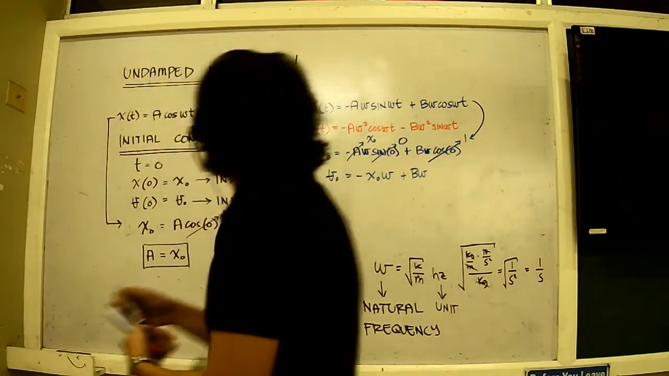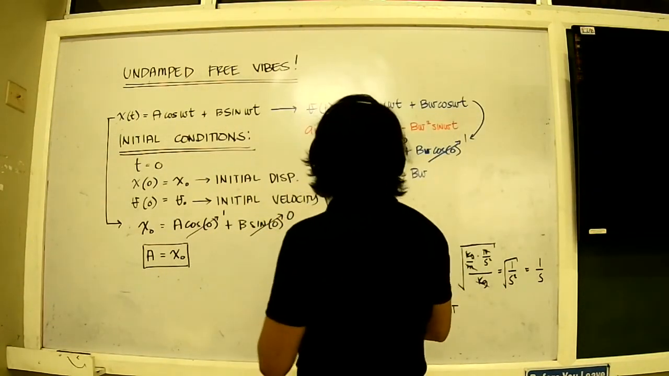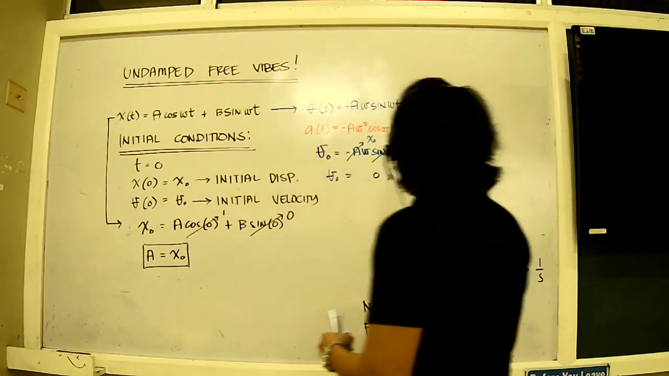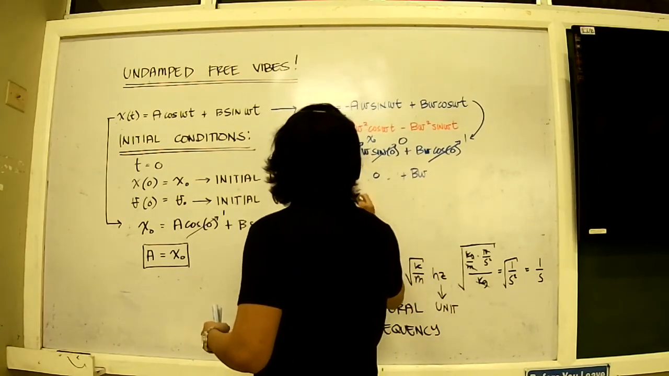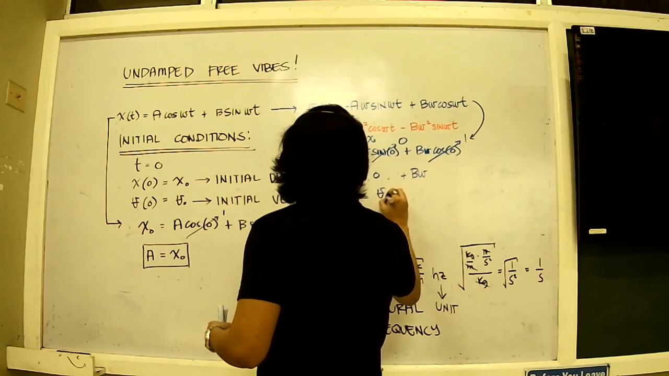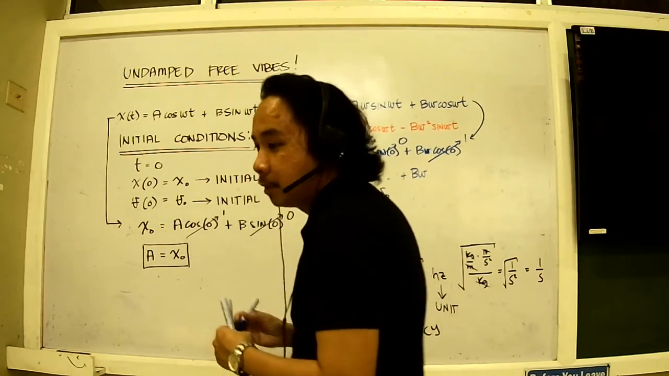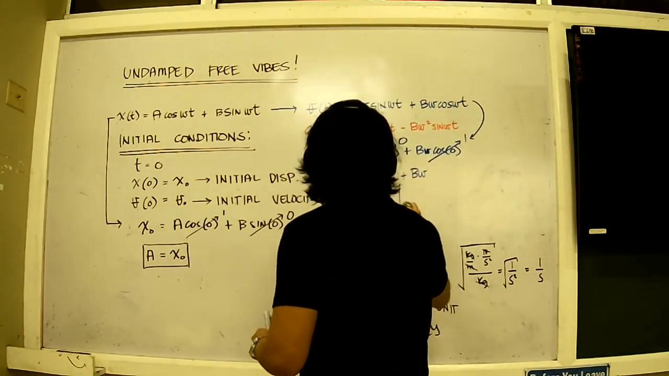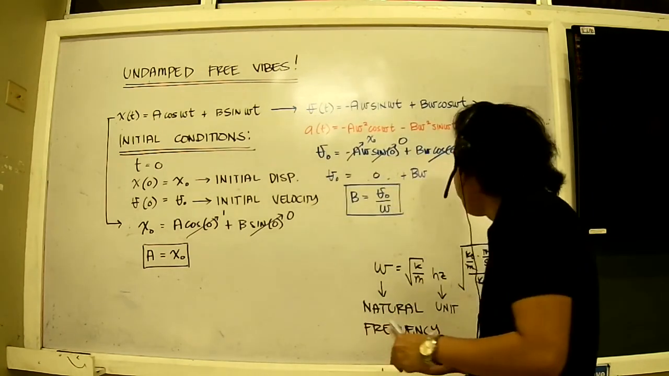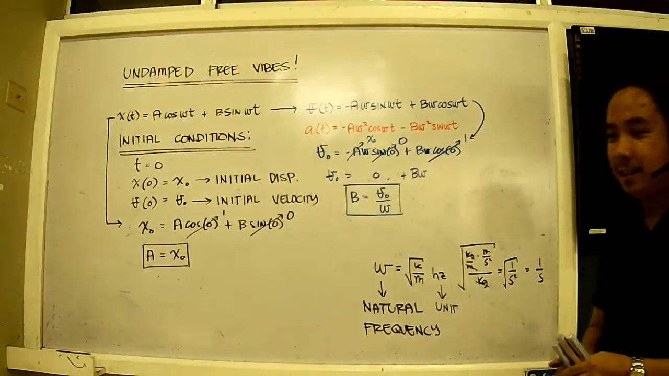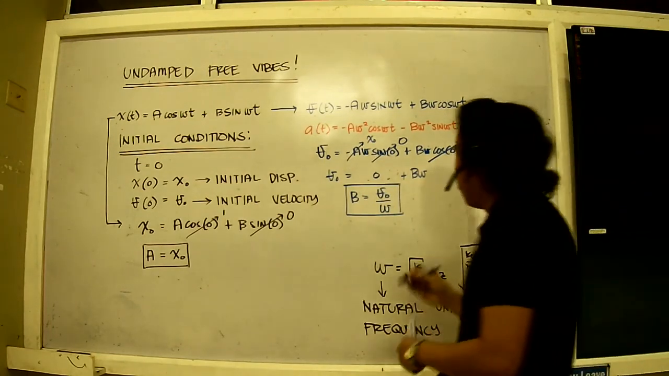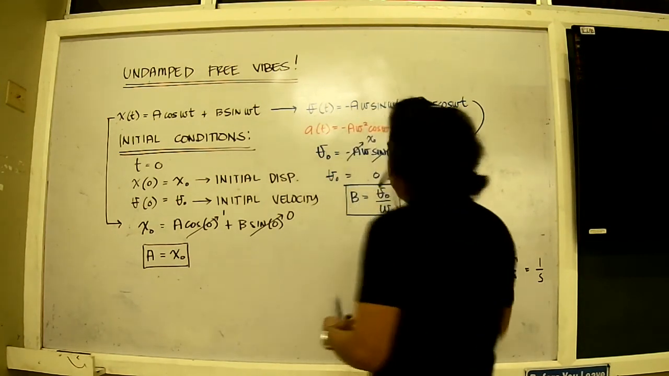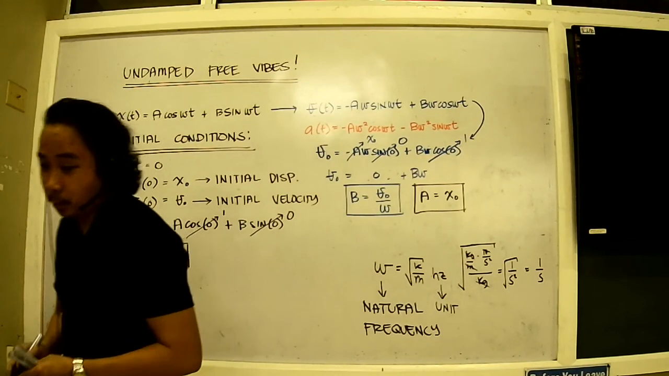Slight clarification here: since sine 0 is 0, this term essentially disappears and we are left with this. Now, B is equal to v sub O over w, our natural frequency. I'll just box this in, so we have B equal to this and A is equal to x sub O. Then we move on to the last part of our derivation.